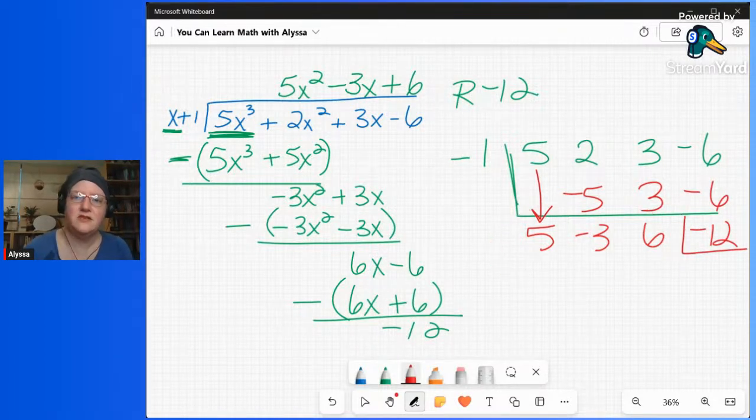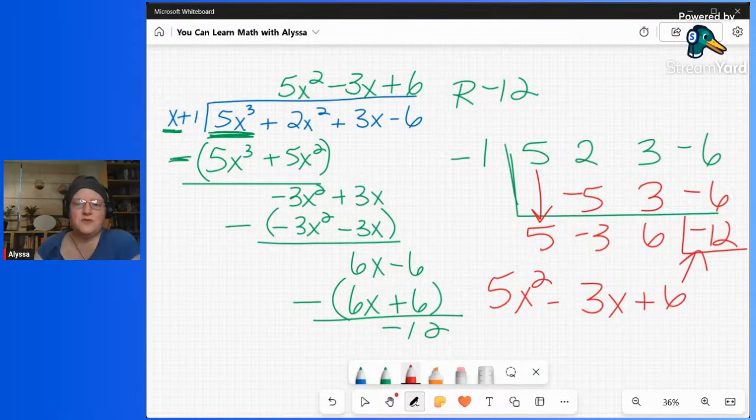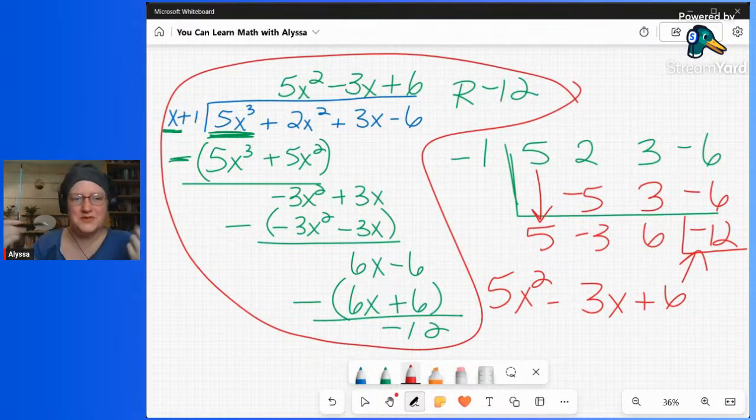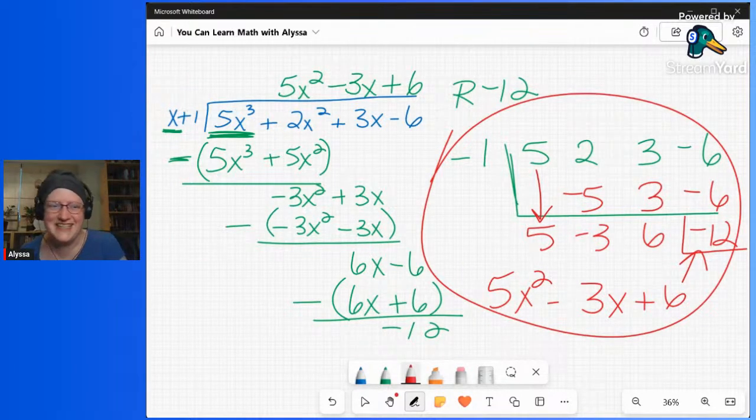And what are these? Those are my coefficients for my answer. 5x squared, you always start one exponent lower than the original, minus 3x plus 6, remainder of negative 12. Oh my goodness, wasn't that so much easier? So much easier. But as is often the case in a math class, you often will be required to write this whole long thing out. Yeah, that's life sometimes. We have to do it the long way and prove that we can do it the long way. And then we get to do it the much shorter, easier way.